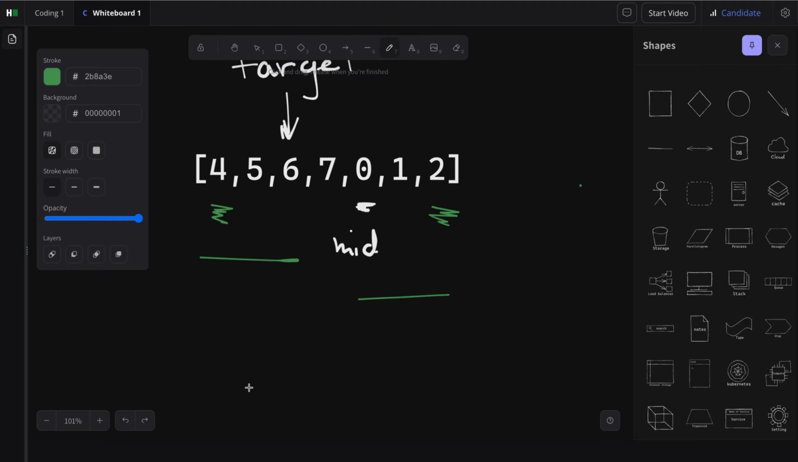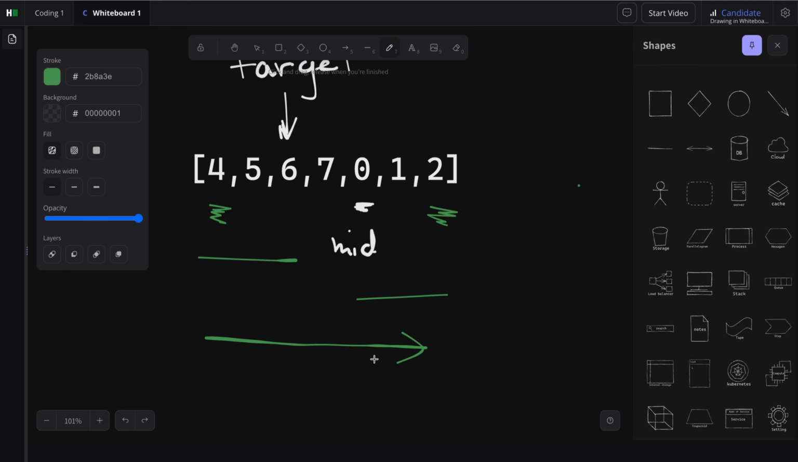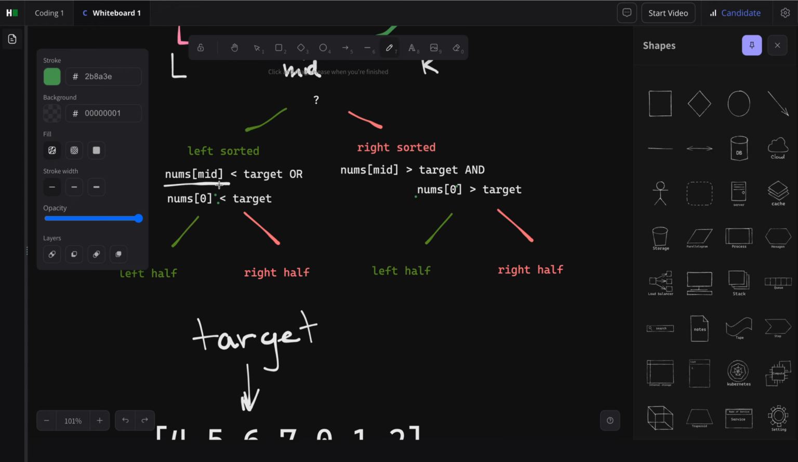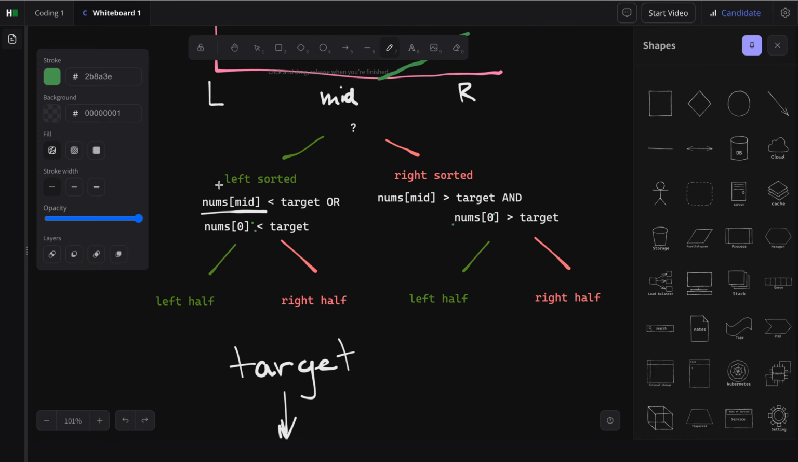And if it's less than the target, then again, this entire thing could be considered. Whereas if this one is not greater, well, I don't know, man. I'm confused. What in the world?